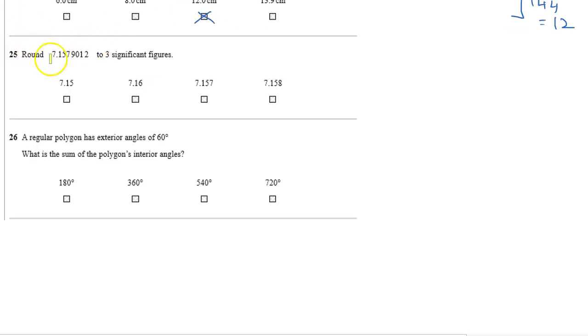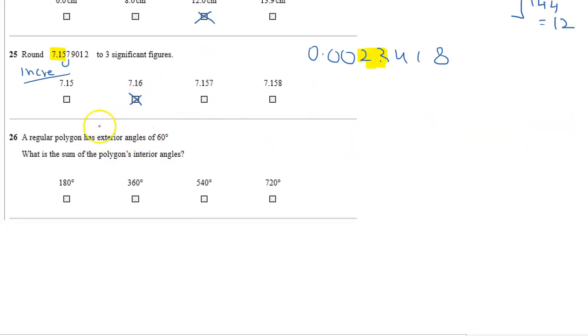Now this one is rounded to 3 significant figures. Significant figures start from the first non-zero digit. If the figure given is 0.00234118, significant figures will start from here with a non-zero digit. So this is 3 significant figures: 1, 2, 3. But after the third one it is a greater number, so you increase this 5 by 1, so it will be 7.16.